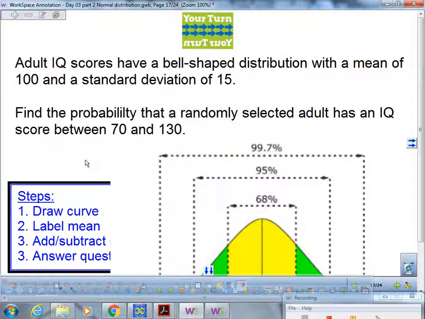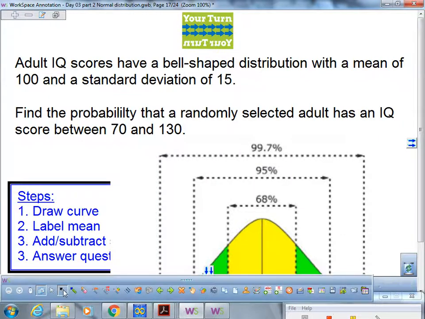So this one says, adult IQ scores have a bell-shaped distribution. That means, bell-shaped means normal. That means this rule applies, okay? So a mean of 100 and a standard deviation of 15. There's no need to calculate anything. They told me what X bar is, it's 100, and they told me what my standard deviation is, it's 15. So the next thing I need to do is label the mean.